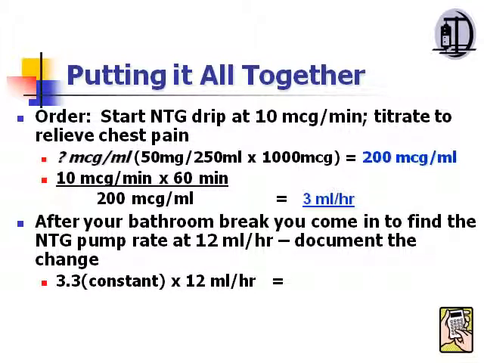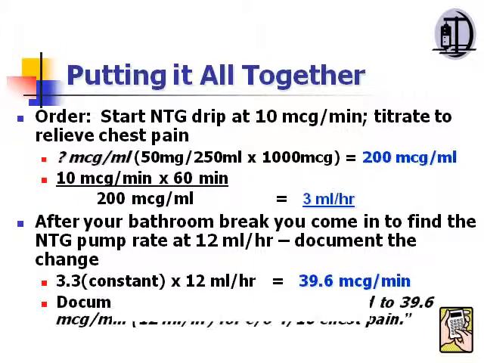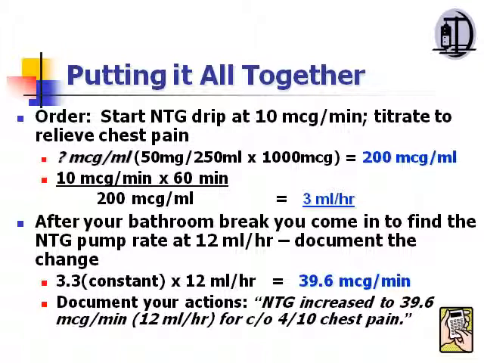So we're going to take the constant of 3.3. We're going to multiply it times 12. That's what the pump's set at. And we get 39.6 mics per minute. All right, so document your actions. Nitroglycerin increased to 39.6 mics per minute. That's equivalent to 12 mLs per hour for complaints of 4 out of 10 chest pain.